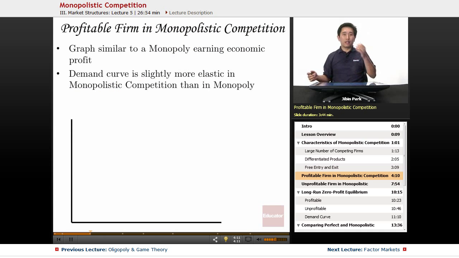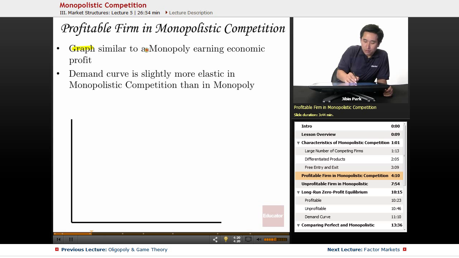So let's take a look at a graph of how a profitable firm in the short run for monopolistic competition would look. The graph is going to be similar to monopoly, earning economic profit. The only difference really in terms of how you draw the graph is that the demand curve is slightly more elastic in monopolistic competition than in monopoly.